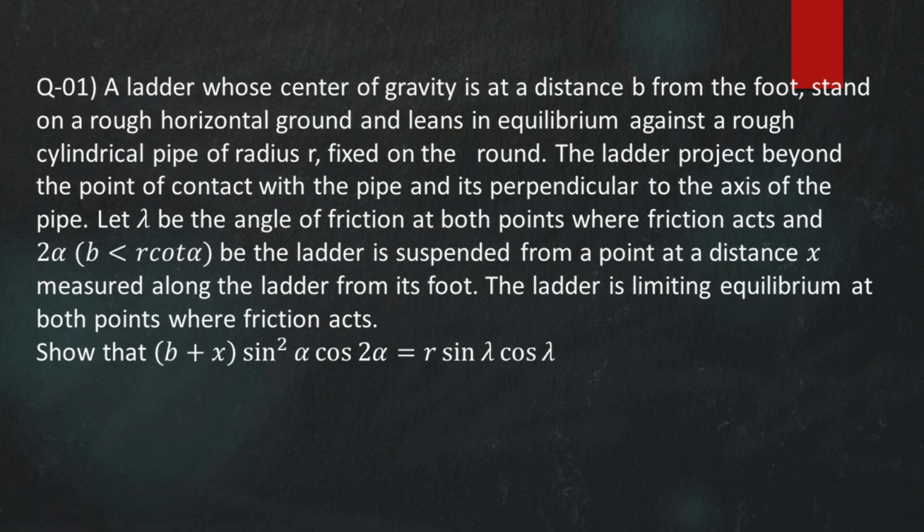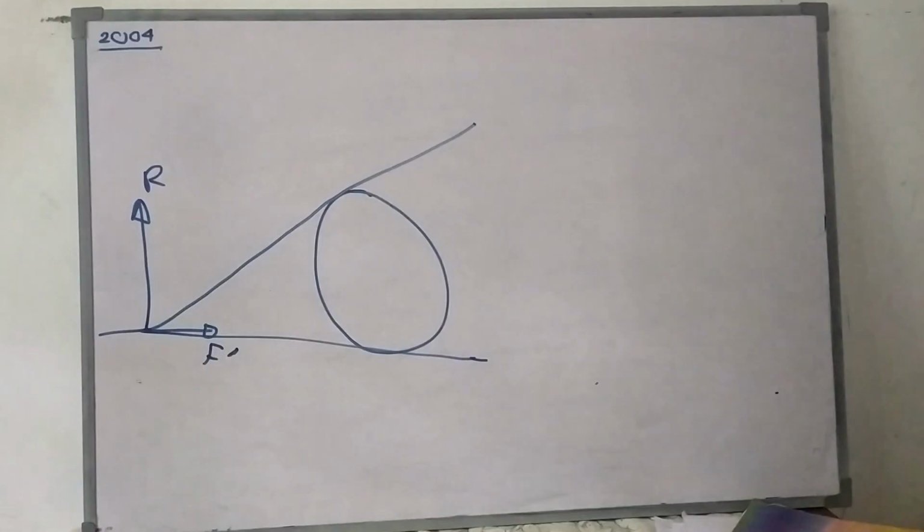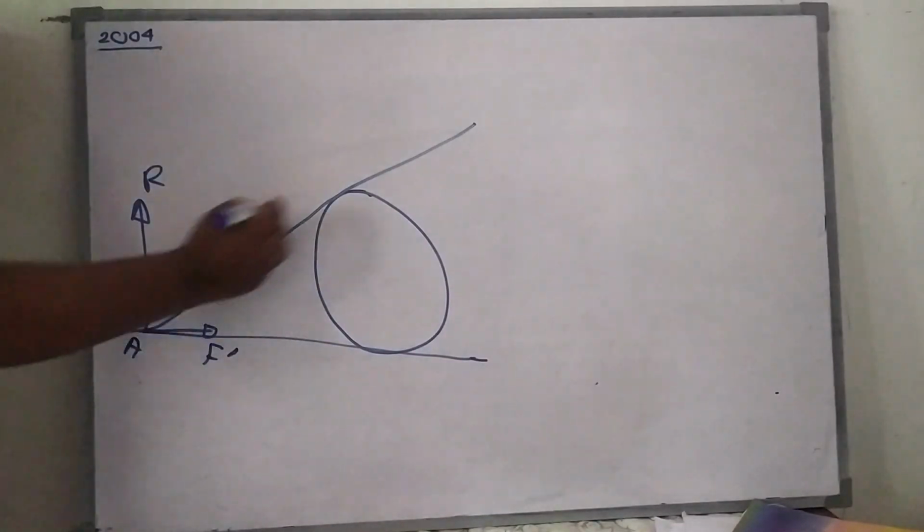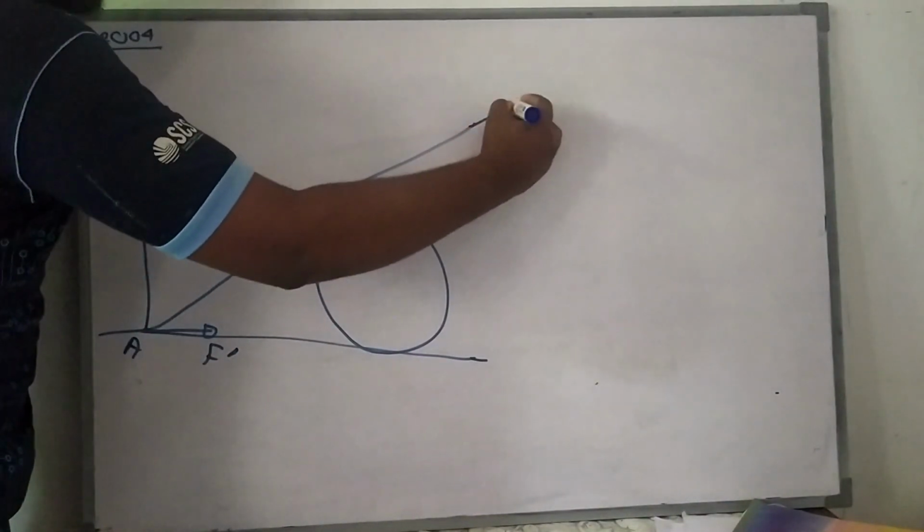Okay, the first thing is you have to draw the diagram. The ladder whose center of gravity is at a distance b from the foot stands on a rough horizontal ground and leans in equilibrium against a rough cylindrical pipe of radius r fixed on the ground. The ladder projects beyond the point of contact with the pipe and is perpendicular to the axis of the pipe. Right, so let's look at the diagram. We have a ladder and a cylindrical pipe, so it looks like this.